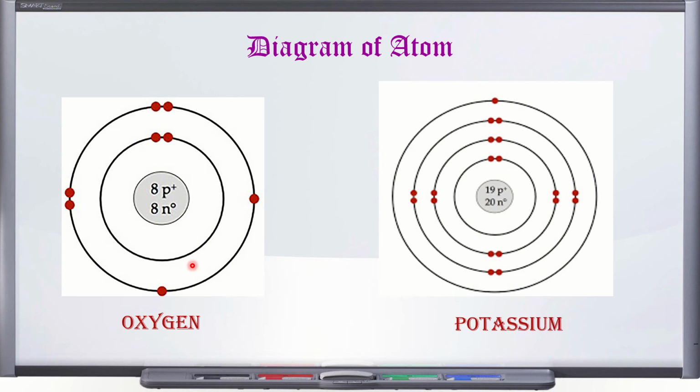This is the diagram of potassium. The electronic configuration of potassium is 2, 8, 8, 1, and it has 19 protons and 20 neutrons. So you show the protons and neutrons in the center, and the electrons on different shells in this way.